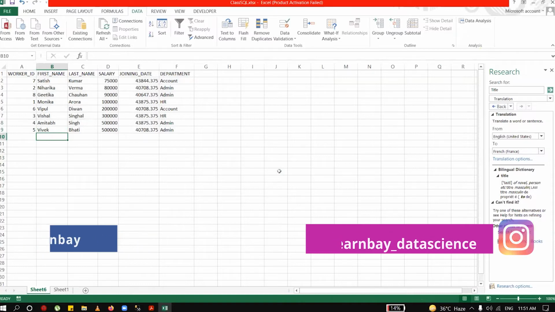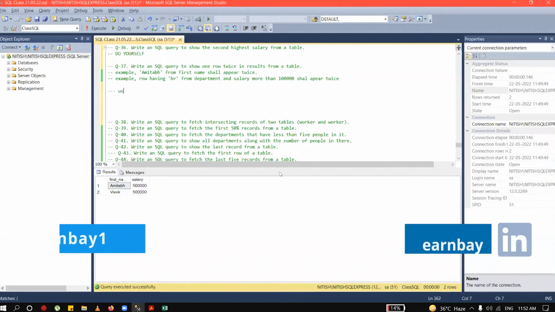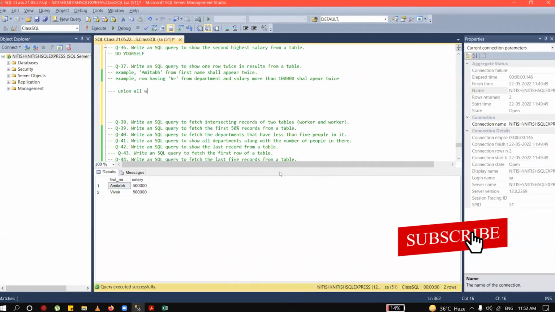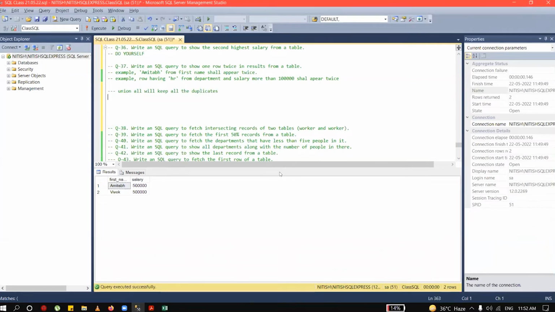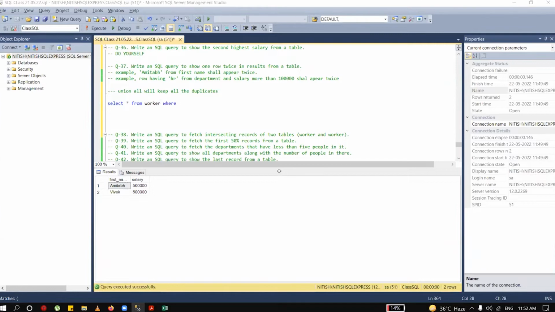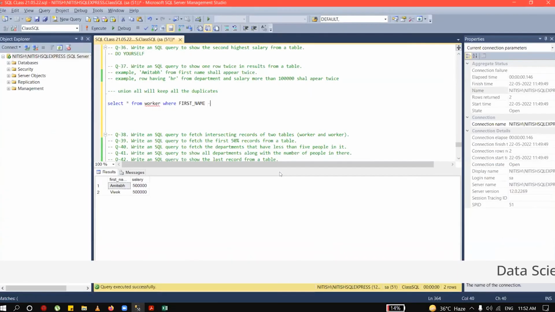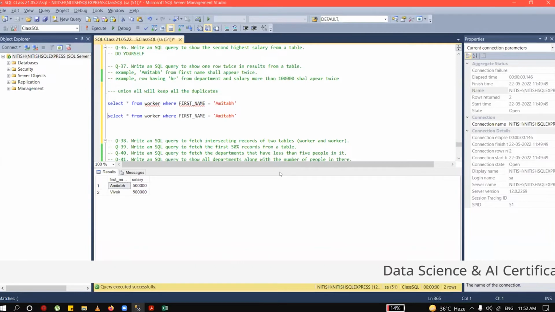But since I wanted to have these twice, I can make use of union all. Union all says that even if the duplicate is there, we have union and union all. Union all will keep all the duplicates. So we have to write select star from worker where first name is equal to Amitabh, and I'm making use of union all.